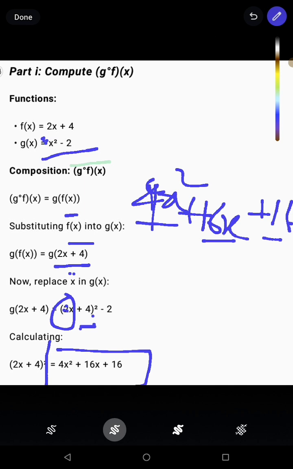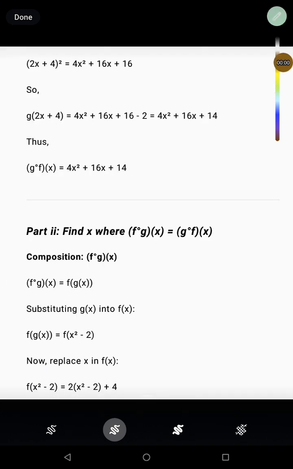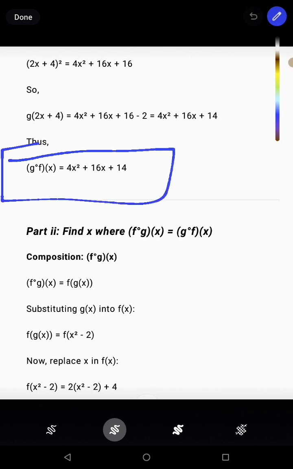Then you subtract 2 from it. It will still be in the next slide. Just try and do it here. 4x squared plus 16x, then 16 minus 2 is 14. That is our g compose f. So the answer is what we write here. We write a beautiful answer right here.